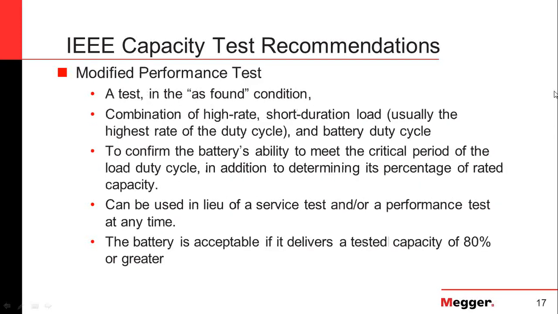The modified performance test is also a test in the as-found condition. Now, it has a twofold process where you're going to do a combination of the highest rate typically shown for what it's designed or for its duty cycle, as well as the duration, the full capacity, or the full load that I need to get out of this, that I need to support with this battery. So we're going to confirm both the critical period of the low duty cycle as well as what the percentage rating of the capacity is. This can be done in lieu of a service test or a performance test at any time, and it's considered passing if it has a rated capacity of 80% or greater.